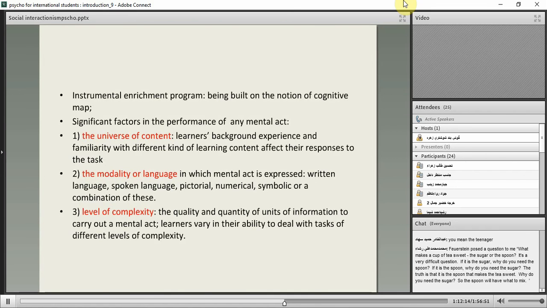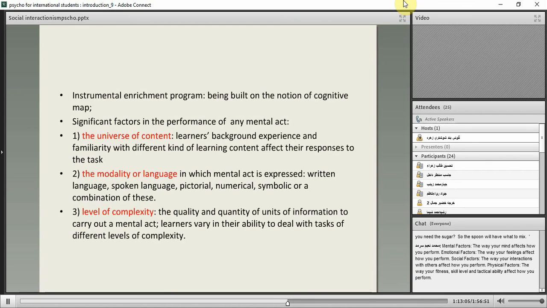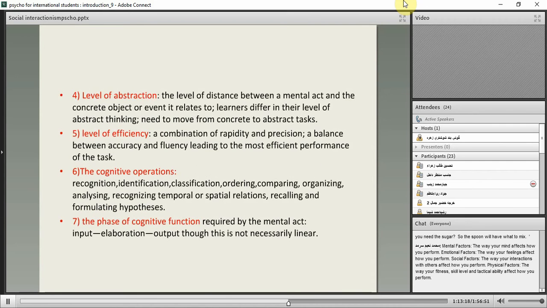the task. That is, the more background knowledge you have, the better and more suitable are your responses to solving a problem. Then the modality of language, another factor which affects your mental activity. That is, whether you are using written language, spoken language, pictorial, numerical, symbolic, or a combination of these, right? And the level of complexity, that is the quality and quantity of units of information to carry out the mental act. So learners vary in their ability to deal with tasks of different levels of complexity, right? This was the third significant factor.